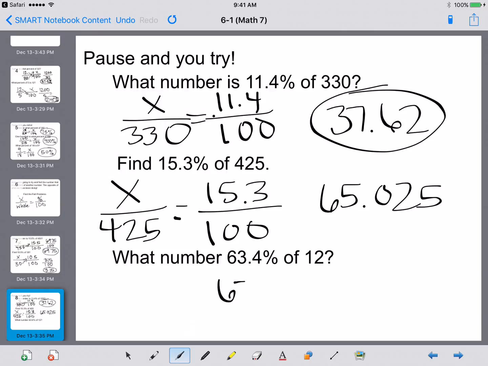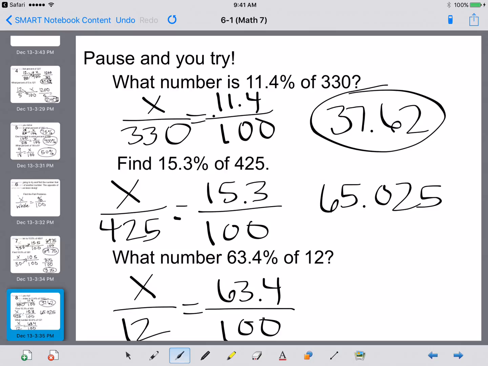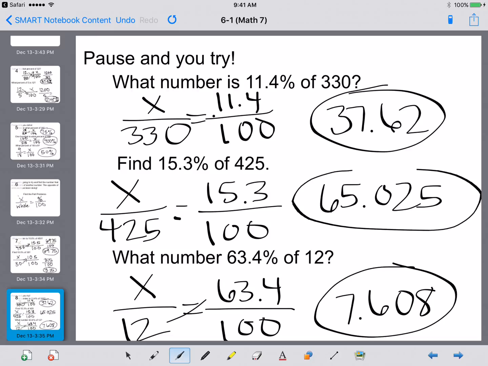And here we've got 63.4%, so it's out of 100. Of 12, so 12's on the bottom, and we're looking for that number. 12 times 63.4 divided by 100 gets us 7.608. So those are your answers there. If you're confused, come get up, ask me, and I will help you.